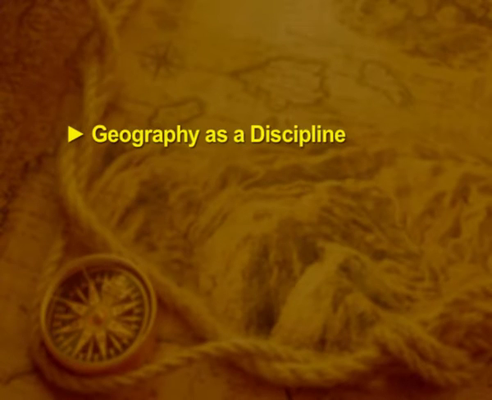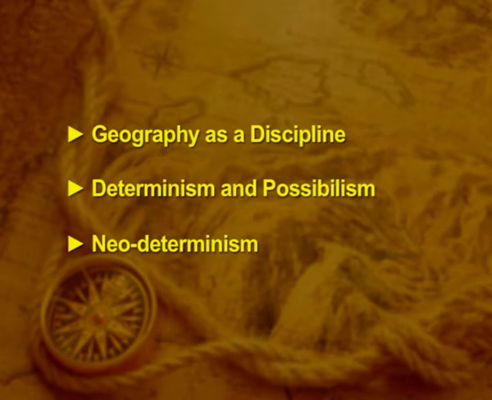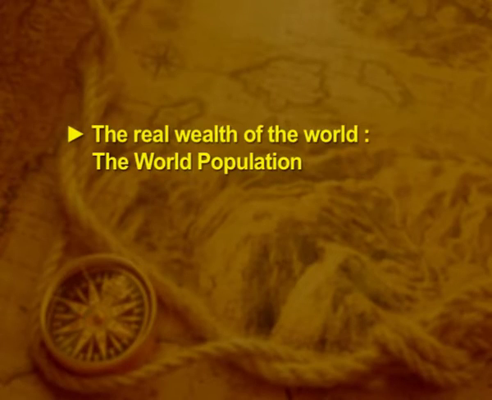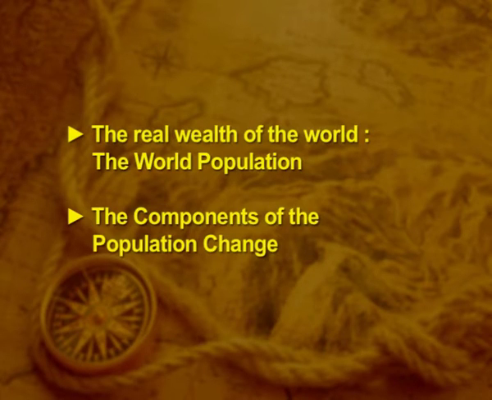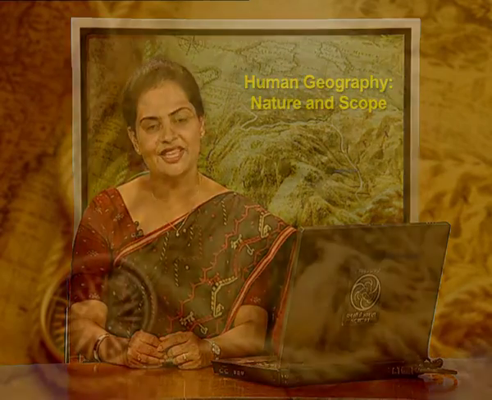Before we conclude, let us glance at the topics we have already learned. We have learned geography as a discipline. We have learned about determinism and possibilism with the help of the 2 case studies. We have learned about neo-determinism, and we have also learned about the fields and the subfields of geography. In the lectures that follow, we will study about the real wealth of the world, that is, the world population, the components of the population change, and we will keenly look into the demographic attributes.